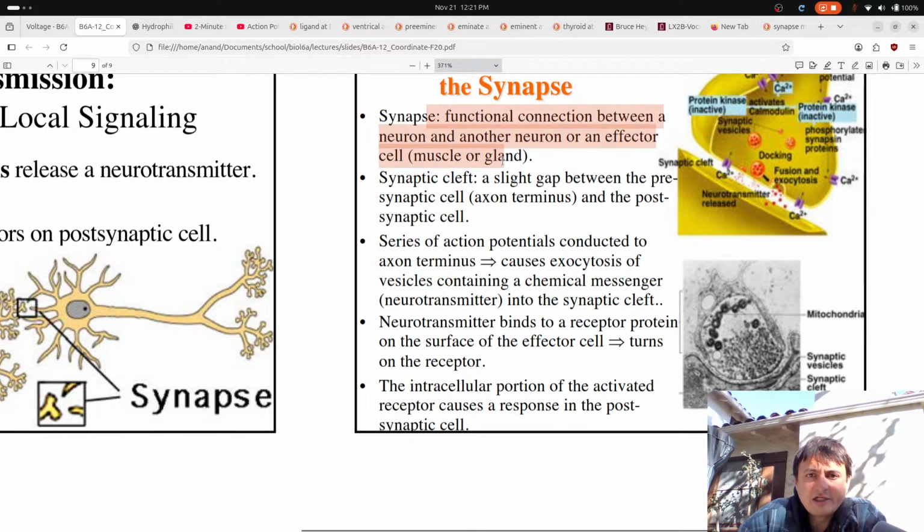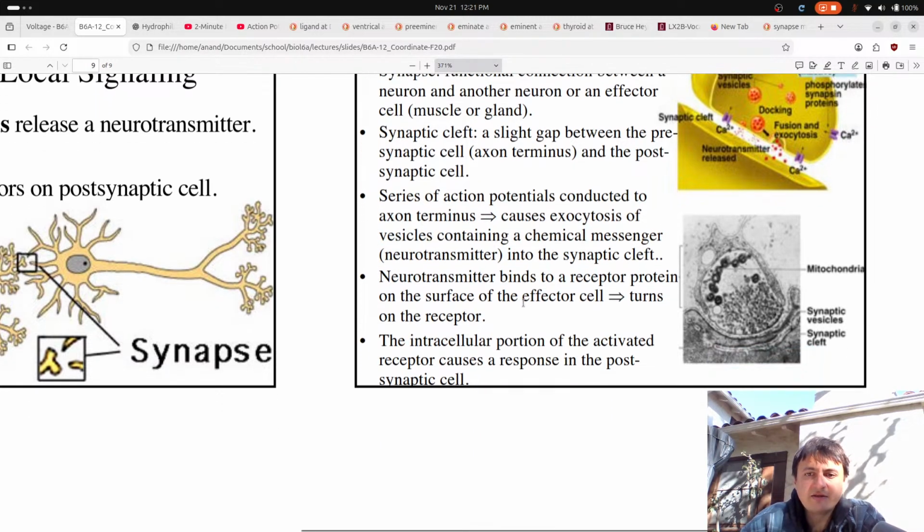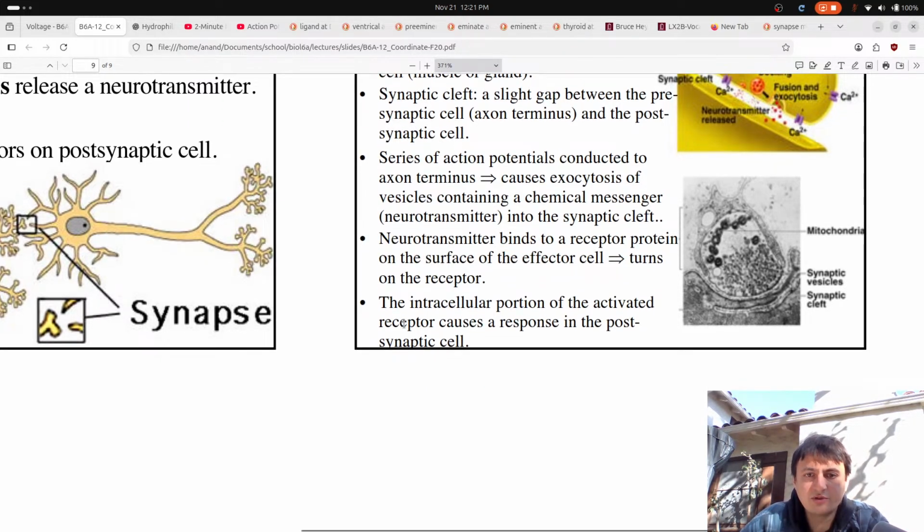Synapse: functional connection between a neuron and another neuron or an effector cell, muscle or gland. The synaptic cleft: a slight gap between the presynaptic axon terminus and the postsynaptic cell. Series of action potentials conducted to axon terminus causes exocytosis of vesicles containing a chemical messenger, neurotransmitter, into the synaptic cleft. Neurotransmitter binds to a receptor protein on the surface of the effector cell and turns on the receptor. The intracellular portion of the activated receptor causes a response in the postsynaptic cell.